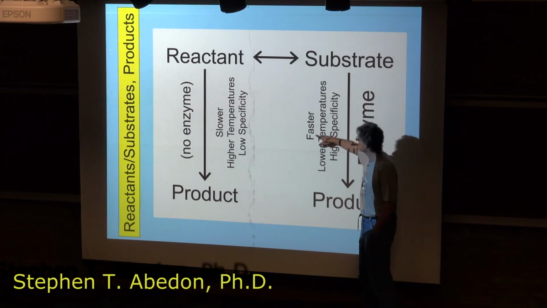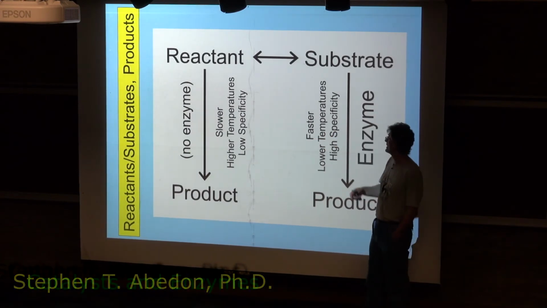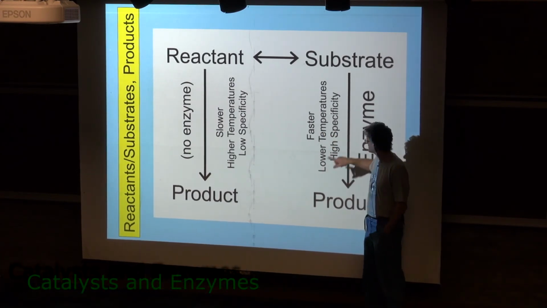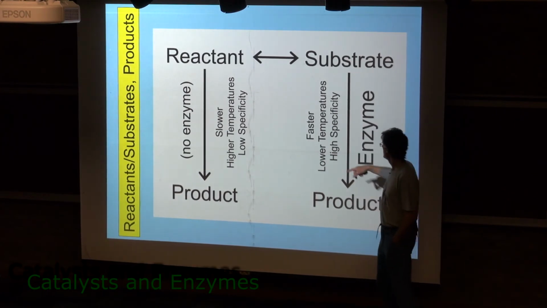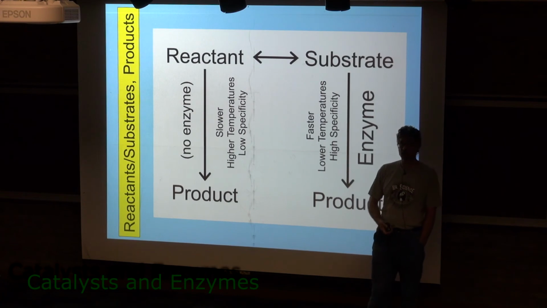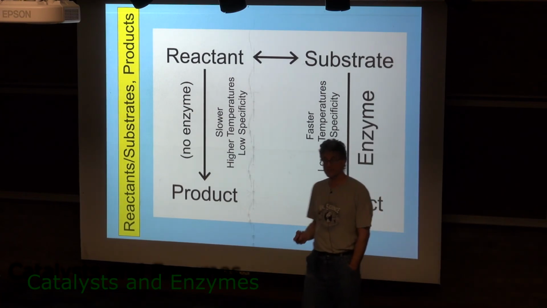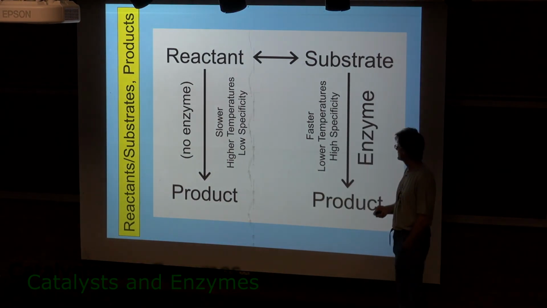And when you have an enzymatically catalyzed reaction, the reaction tends to be faster. It tends to occur at lower temperatures, such as the temperature of our bodies. And there tends to be a high specificity. So only specific kinds of reactions can occur in your body. And they can occur at all because, in fact, we've got enzymes.